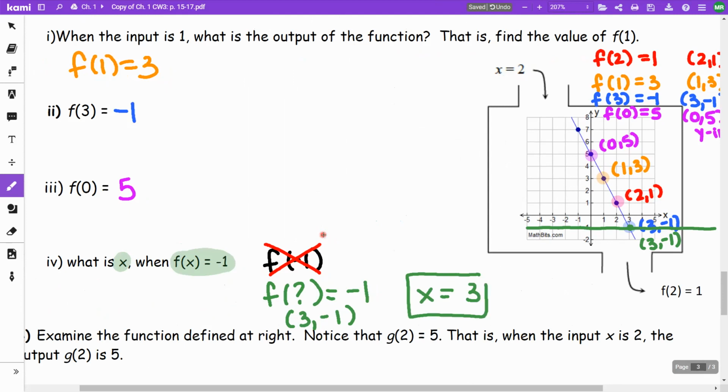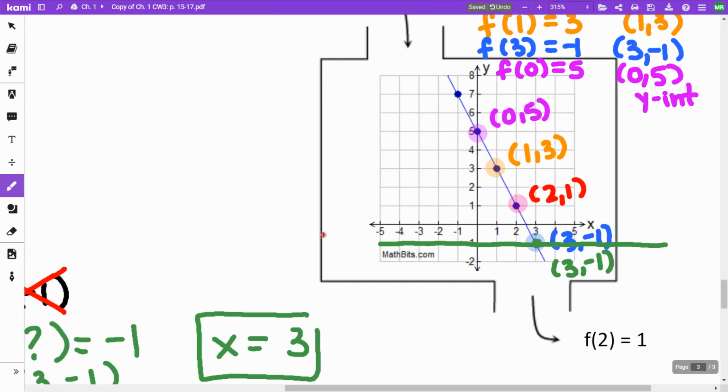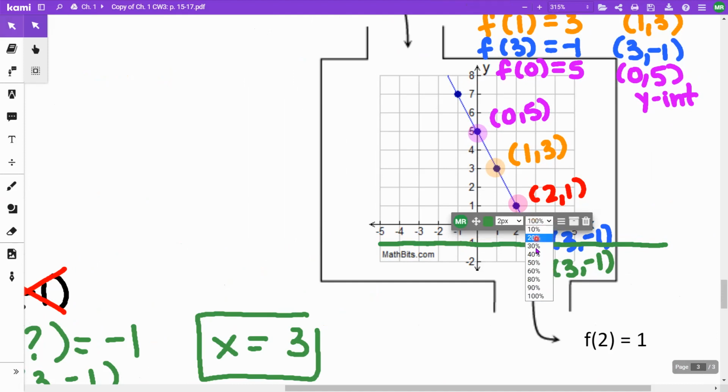Okay. But I'm going to the y, and I drew a line at a height of -1. That's where my y is -1. Let me make it a little fainter so we can see through it. So we can see that this line here, I'm moving it to a height of -1, and the x that's at that height of -1 is 3.